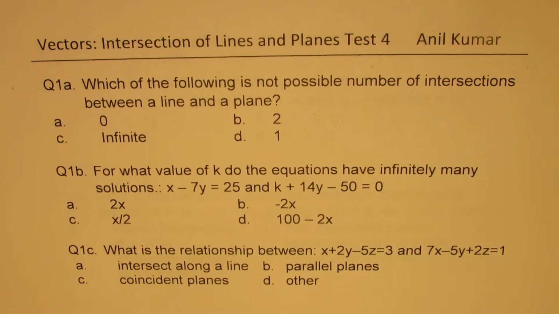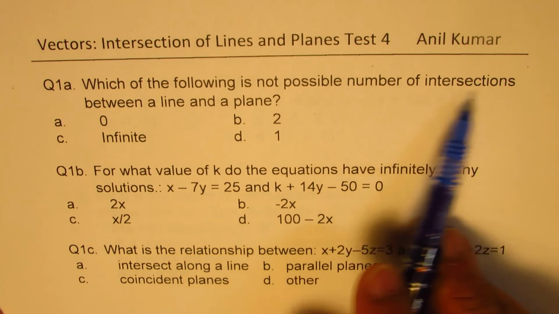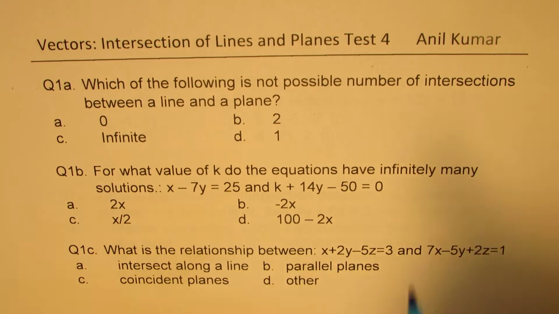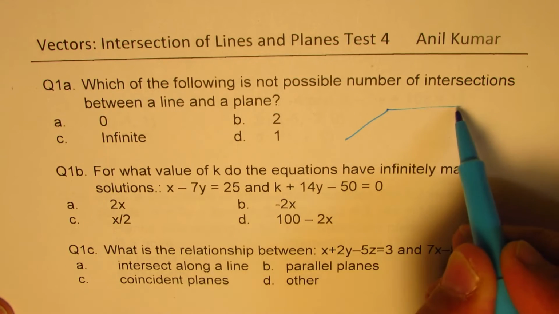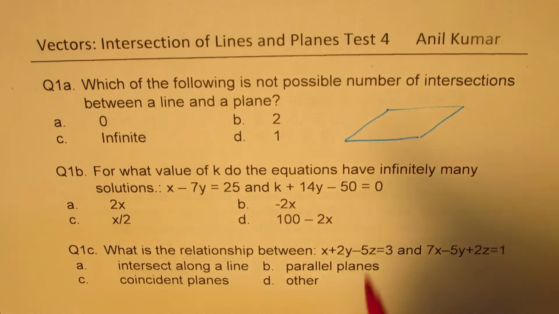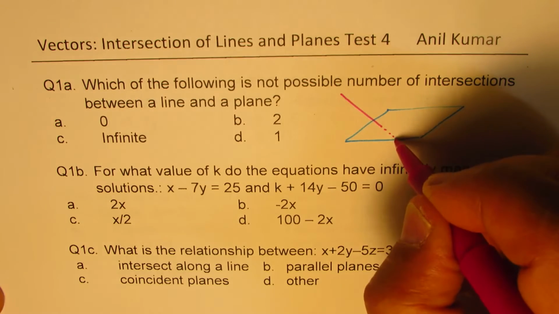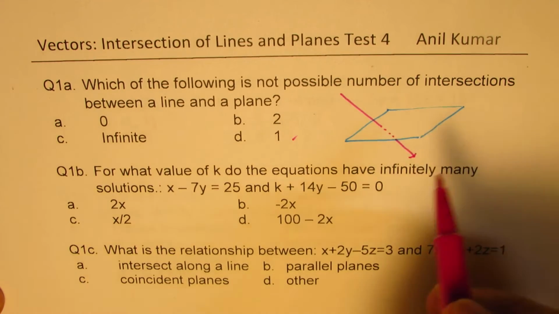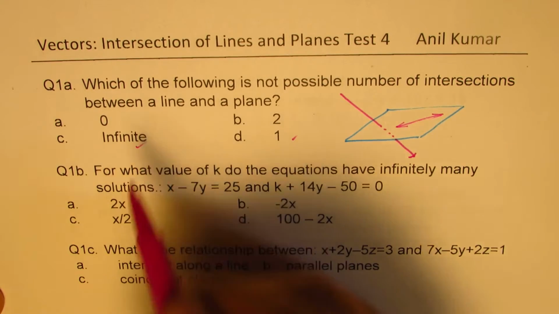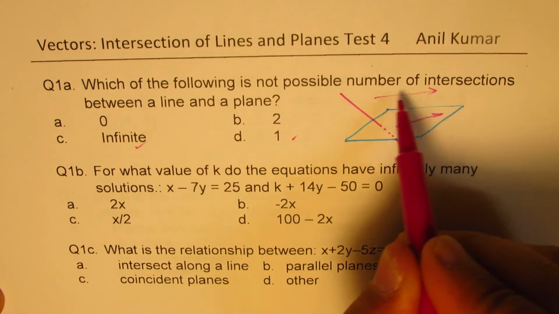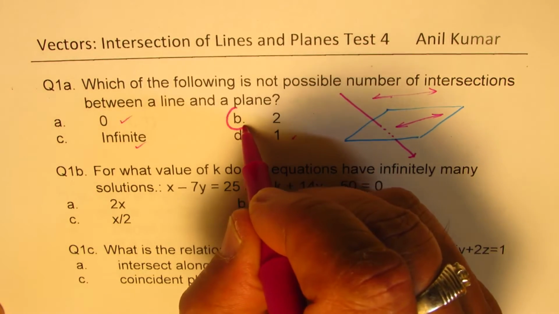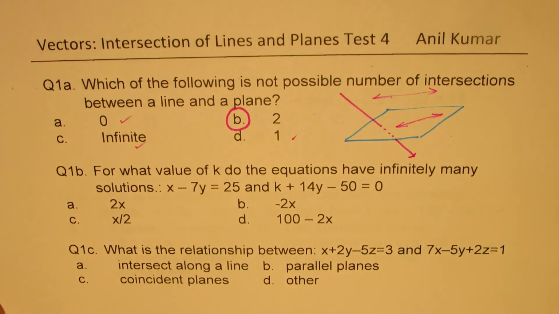Question number 1, straightforward. Which of the following is not a possible number of intersections between a line and a plane, right? So basically, if you have a plane, a line could go through the plane, giving rise to 1. The line could be in the plane, giving rise to infinite numbers, or the line could be parallel to the plane, giving rise to none. And of course, 2 is the answer which we are looking for.